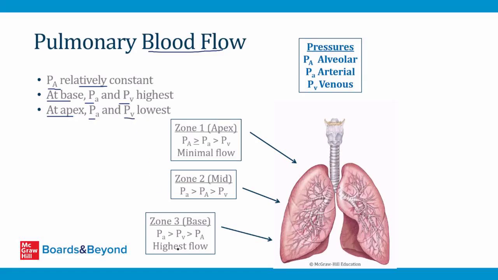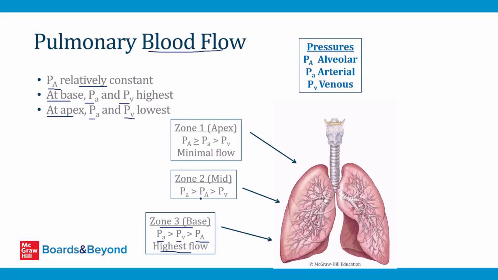So if we look at zone 3 down at the base here, we have the situation with the highest blood flow. We talked about this before. And at the base of the lungs, the pressure in the arteries and the veins are both higher than the pressure in the alveoli. This is a good thing. It means the pulmonary capillaries are not going to be compressed.